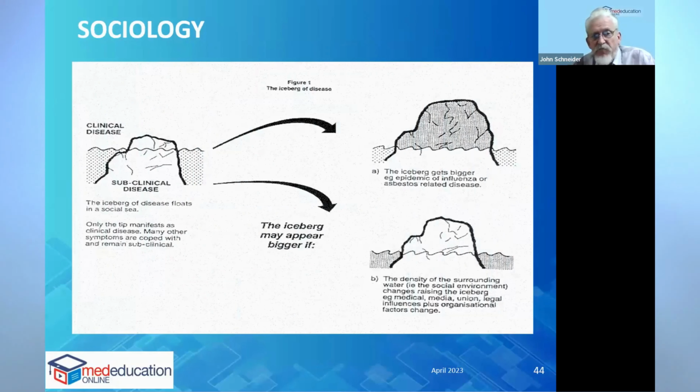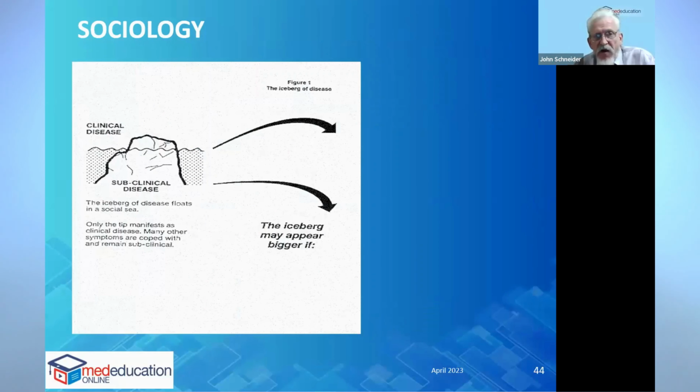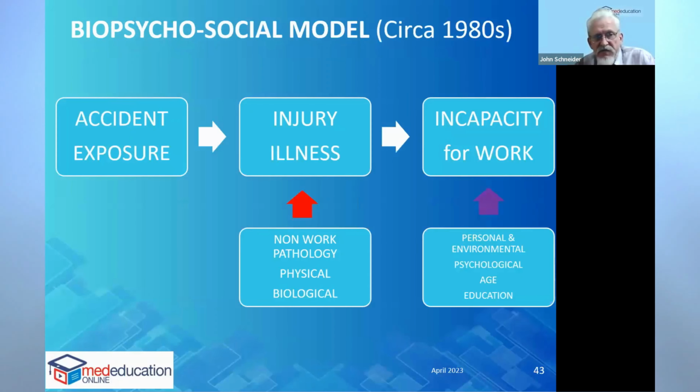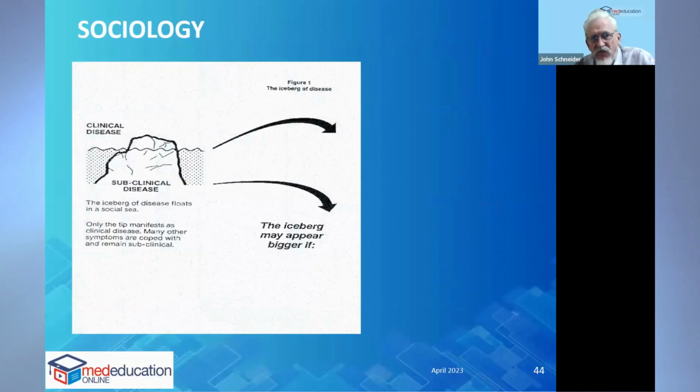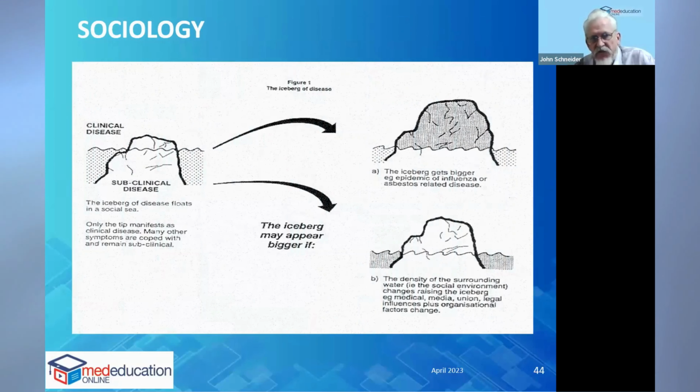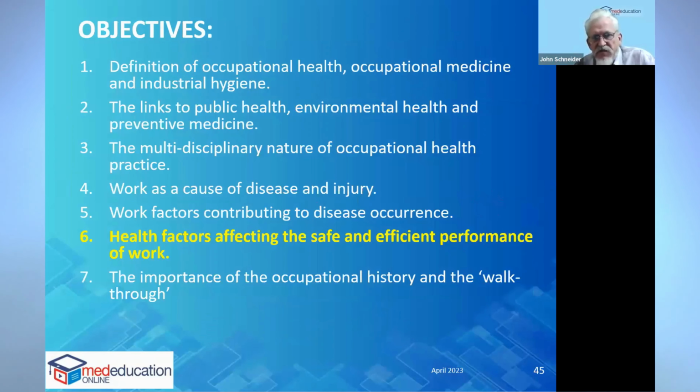Unfortunately, that, back one, I think we've skipped one. The biomedical model was taught up to the 1980s. Nope, go on. That was right, and you can skip that one too. That's about people's perception there. Health factors affecting safe and efficient work performance.